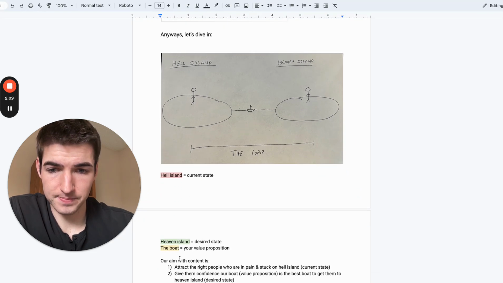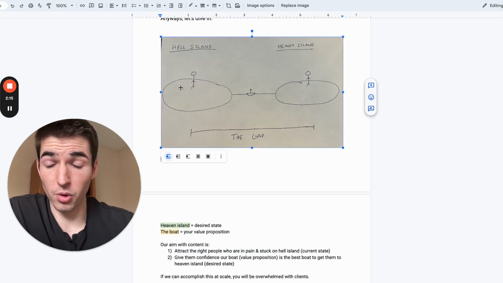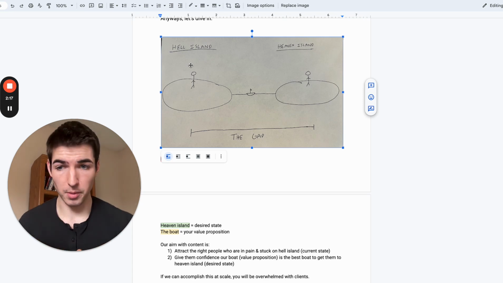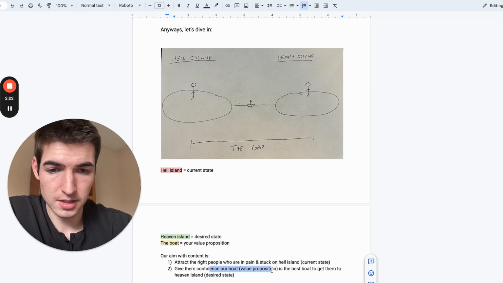And now our goal is really two things with content. Number one, attract the right people who are in pain and stuck on Hell Island. So this is the current state. So we want to attract more of these people who are in pain and people who are our target market. And then number two, we basically want to give them the confidence that our boat, our offer, is the best boat to get them to Heaven Island.